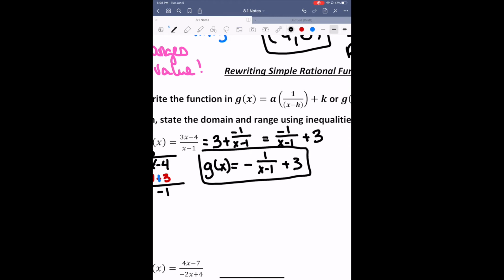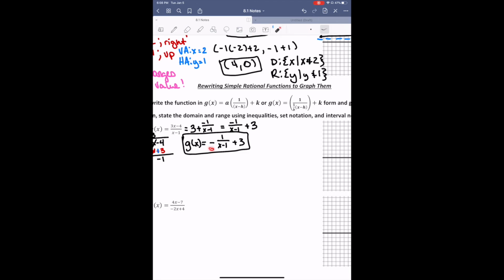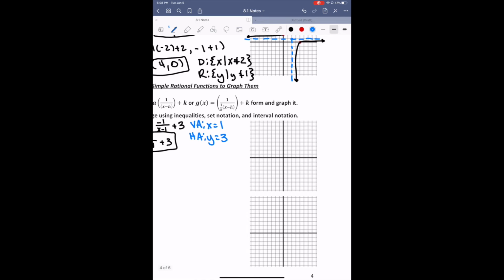This is what we're going to graph. This is what we need in order to graph, right? Look at your transformations. A is negative 1, so we know we have a reflection over the x-axis. H is positive 1, so it's going to move right. K is positive 3, so it's going to move up. Okay, remember, x and h indicate our asymptotes. So we do have a vertical asymptote at x equals 1 and a horizontal asymptote at y equals 3. Graph that.